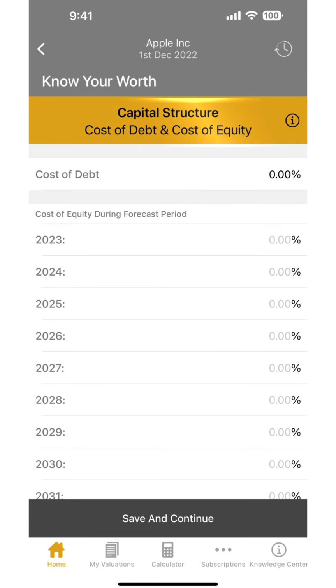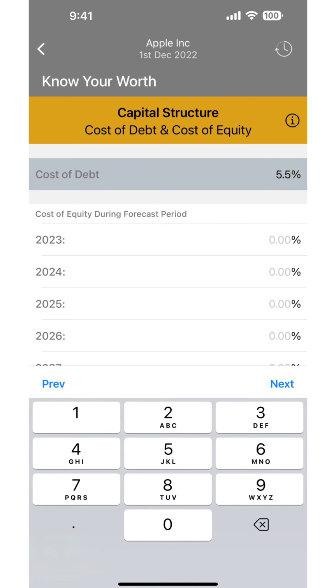Now we look at cost of debt and equity. The cost of debt is taken by looking at the risk-free rate and the default spread of the company. The cost of debt should be based on the currency in which the valuation is done. The cost of debt for Apple is assumed at 5.5%.